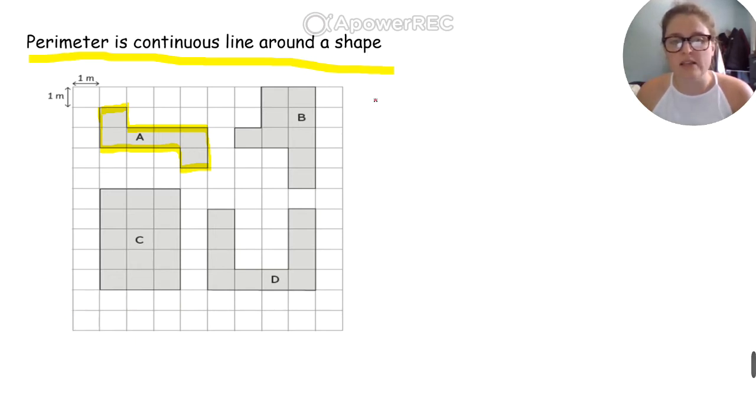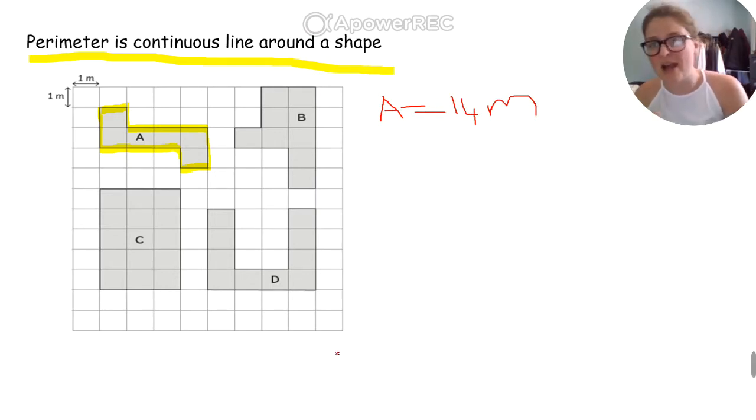So I walked in a continuous line around the shape, and it took me 14 meters to get around the whole thing. So shape A equals, oh, this is difficult with my mouse, yours is going to be so much neater in your book than what mine is currently, 14 meters. So shape A is 14 meters. Pause my video now. Can you do shape B, shape C, and shape D? Okay, so hopefully you've done shape B, shape C, and shape D. Let's count them and see if we've all got the right answers.